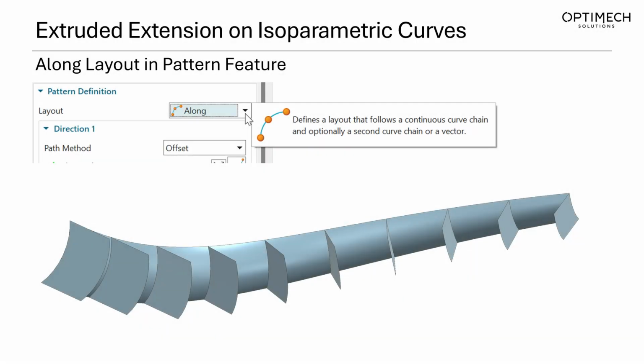This video shows a method for creating extruded extensions on isoparametric curves along a surface. This method will use a pattern feature with the along layout type to pattern the extensions along the surface. The end result will look something like what's shown here.